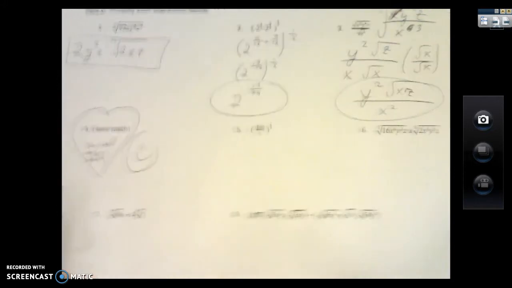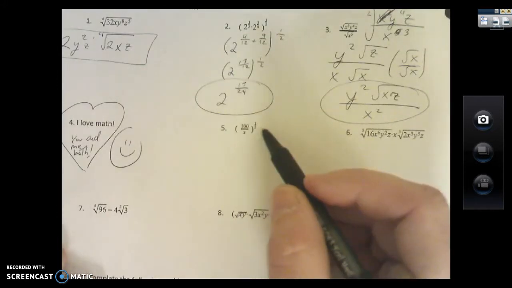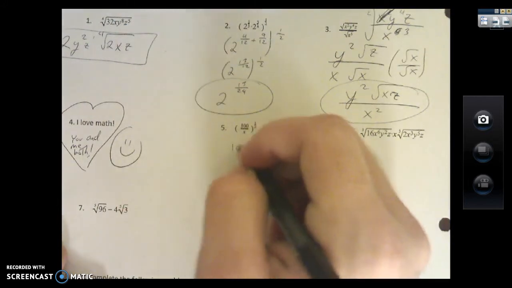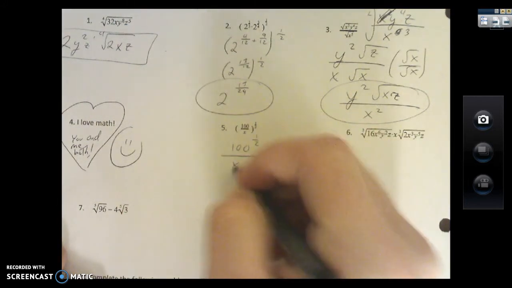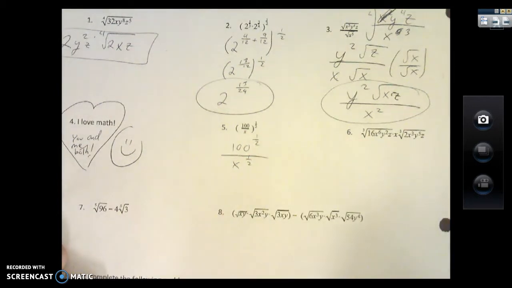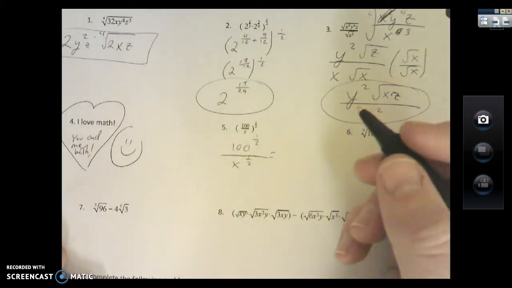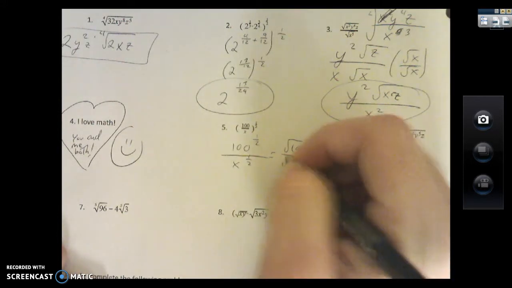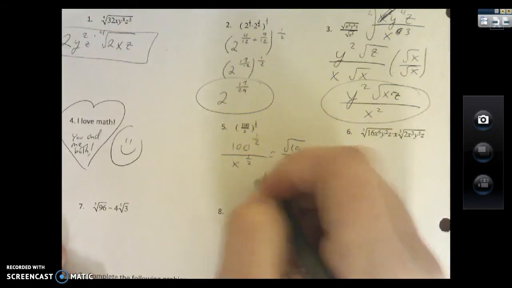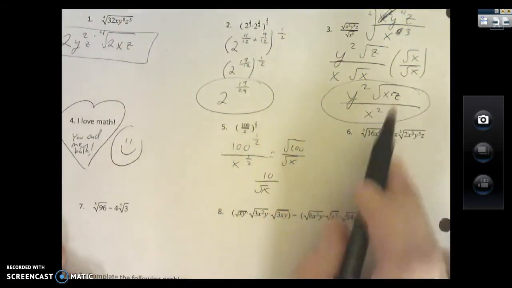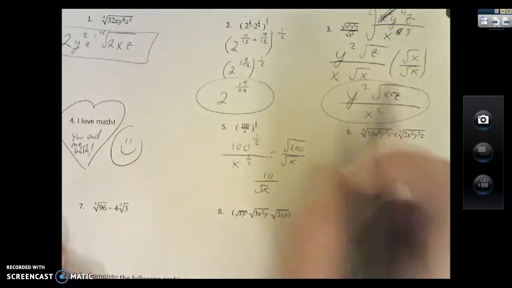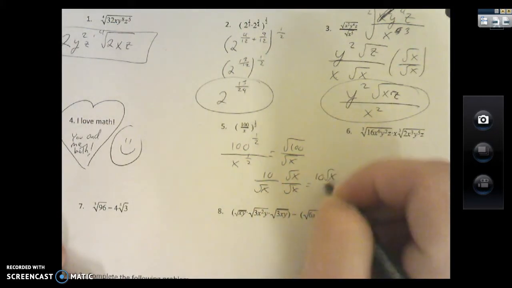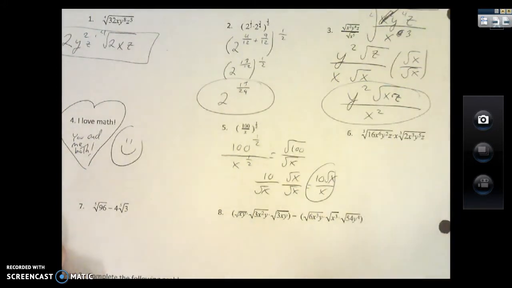Alright, number 5. This is the 1/2 power. Guys, you are not multiplying 100 by 1/2. This is an exponent. This is 100 raised to the 1/2 power, x raised to the 1/2 power. Please, I really want you to get this by this chapter. The 1/2 power stands for the square root. Square root of 100 is 10. Same rules apply here. I don't want to leave the square root of x down low, so multiplying top and bottom by square root of x, I get 10 root x over just x. Boom. Done. Okay?